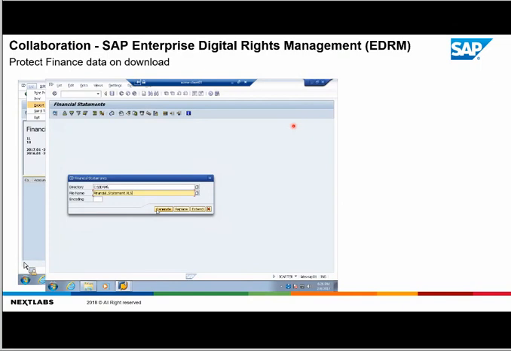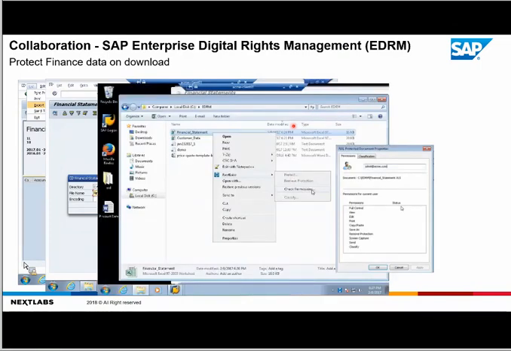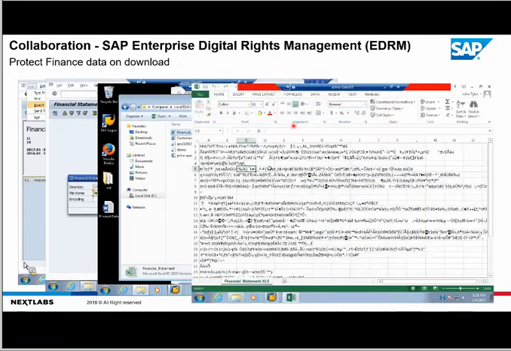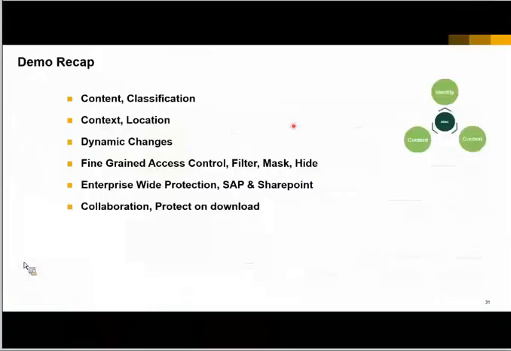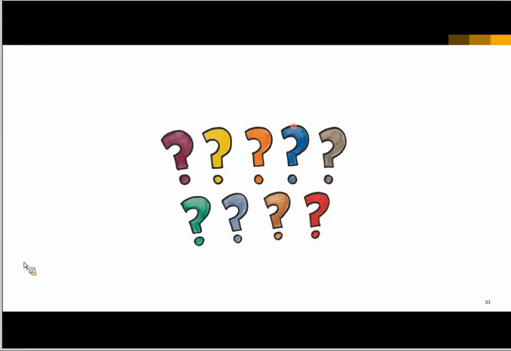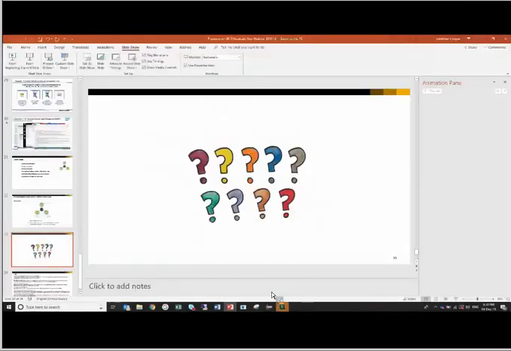Just an example here within SAP: I looked at a sensitive report with some finance information. I downloaded it to a local drive, but because I didn't have the correct permissions, the actual finance data was encrypted after the event when I tried to open it. If you want to see that, I can show it. So just to recap, we've looked at the classification, the location changes and how it's dynamic, fine-grained access control, and multiple apps being protected by a policy. I've also alluded to the collaboration piece, EDRM, protect on download.